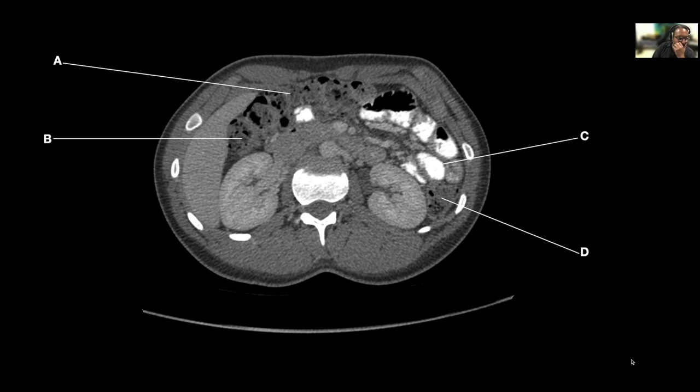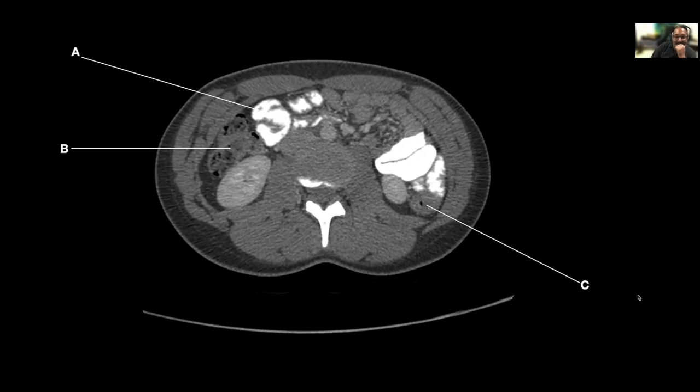Now, another level below. Correct. A is transverse colon. Correct. That is the hepatic flexure. Yep, these are jejunal loops. Correct, descending colon, correct. Well done. And this one?